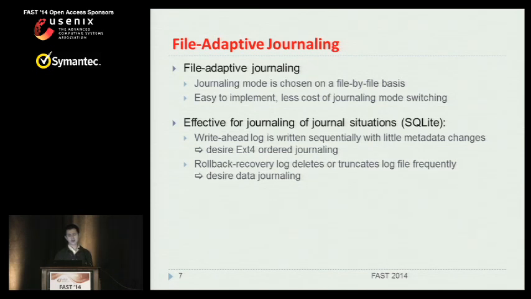On the other hand, the rollback-recovery log is an undo log, and this log file is actually often deleted or truncated after transactions commit. So every transaction commit would involve a quite substantial amount of metadata changes. And if you use ordered journaling, there will be multiple device writes, and that's less efficient. So it's preferable to use data journaling for those log files.